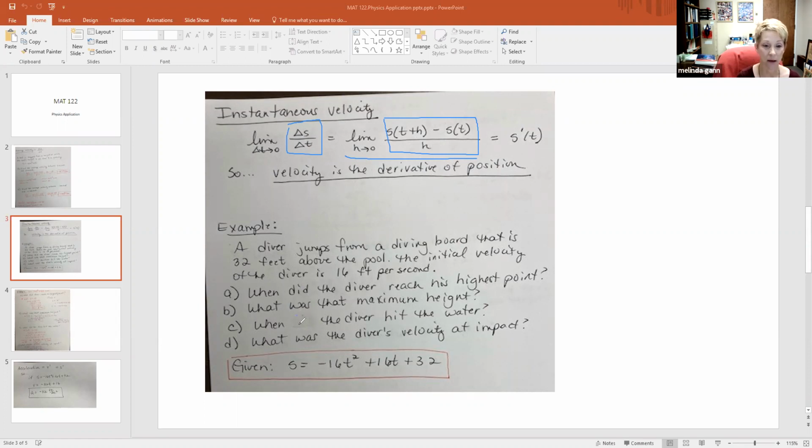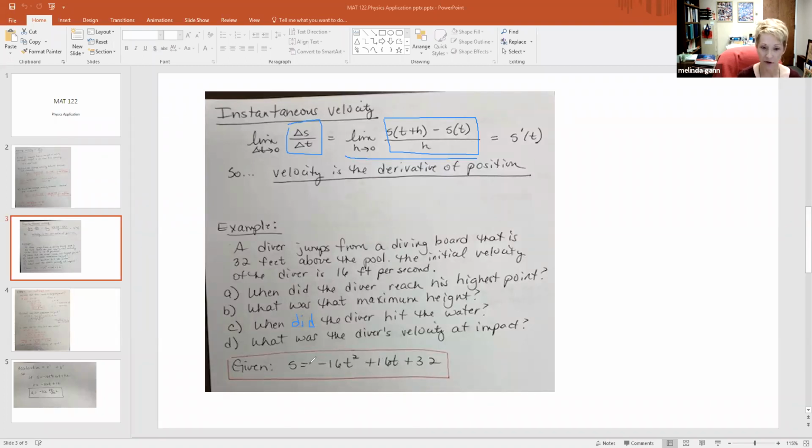I'm asking you, and I've had a grammatical error that I meant to fix. When did the diver hit the water? Did it take him 5 seconds to hit the water, 20 seconds, half a second? What are we talking? And then I want to know, what was the diver's velocity when he hit the water at impact? And I say given, and I would give you this formula. So you don't have to come up with this formula by yourself.